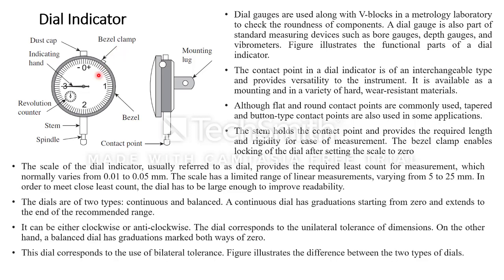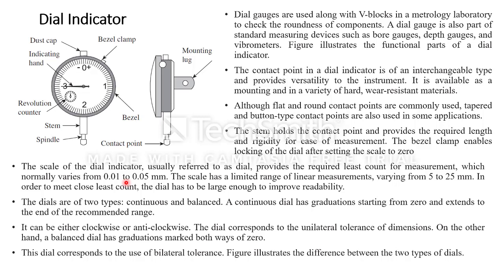Now the least count of this dial indicator varies from 0.01 to 0.05. There are even dial indicators with a higher resolution of 0.001, but we'll stick to a least count of 0.01 for now, sorry. And the range varies from 5 to 25 mm.